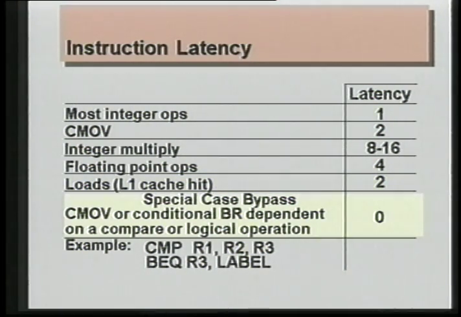We also implement a special case bypass for a conditional move instruction or conditional branch instruction dependent on a compare or logical instruction. In the example shown here, the compare is producing a result in R3, and the branch is branching on that result. These two instructions can dual issue, and that gives an effective latency of 0 cycles for the compare.